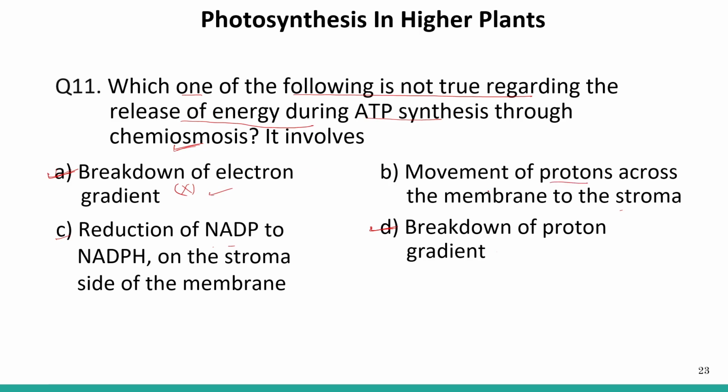Second is movement of the proton across the membrane to the stroma. So this is also correct. Option C is reduction of NADP to NADPH on the stroma side of the membrane. This is also correct. Okay, this takes place. What is the site for this? Photosystem 1, which contains the enzyme NADP reductase. Now, fourth option is breakdown of the proton gradient. So this is also correct. Okay, so the statement which is not true should be option A, breakdown of the electron gradient.